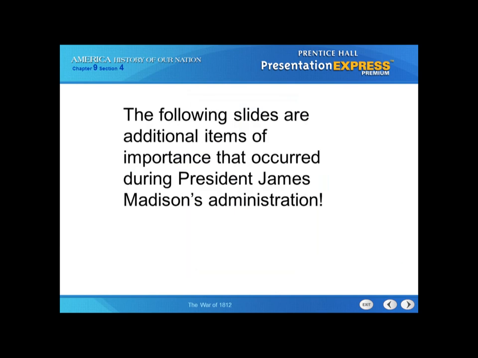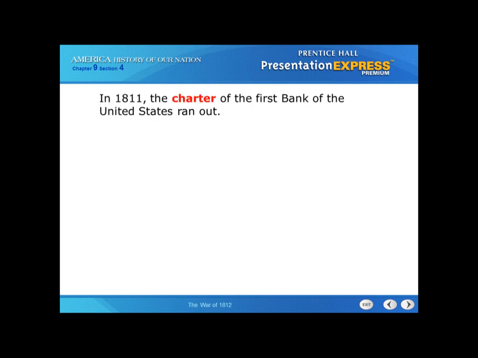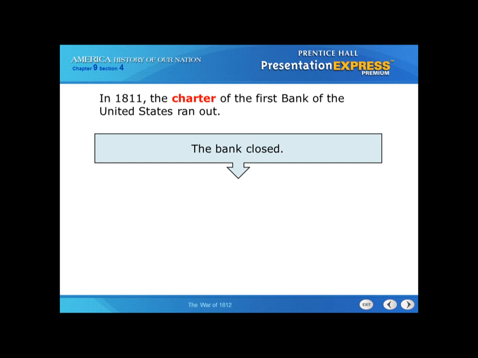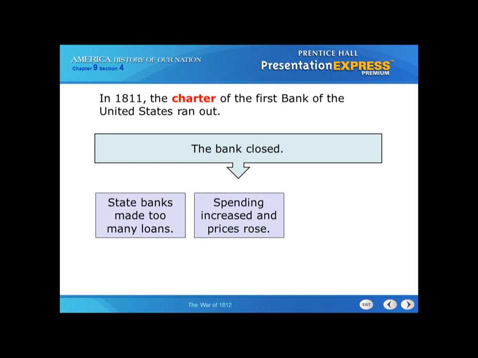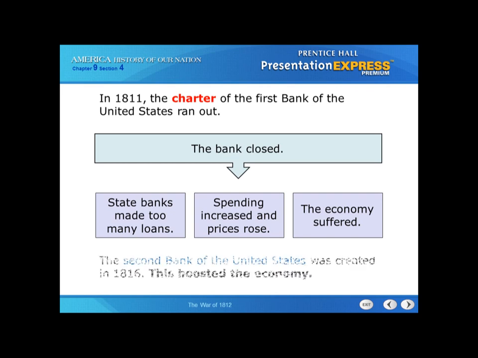Again, the following slides are additional items of importance that occurred during President James Madison's administration. In 1811, the charter of the First Bank of the United States ran out. Remember, it was only initially started for 20 years. That's it, just 20 years. The bank closed after that, so no more national bank. State banks made too many loans. Spending increased and prices rose, and the economy suffered. So these are some problems. In other words, what do we do about the, quote, national bank? Do we renew it again or not?